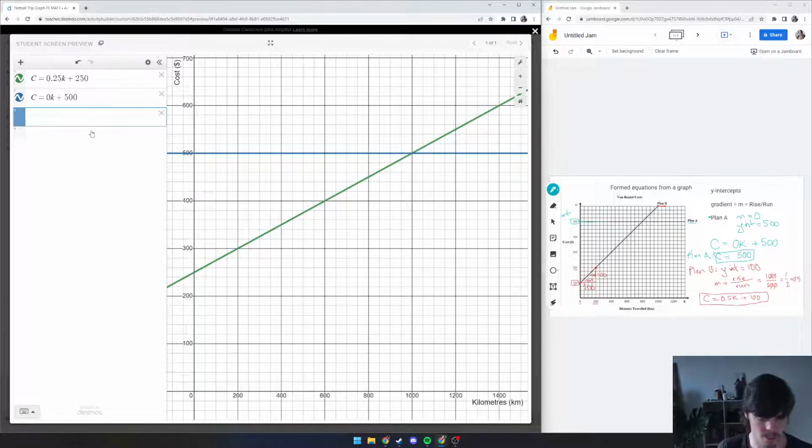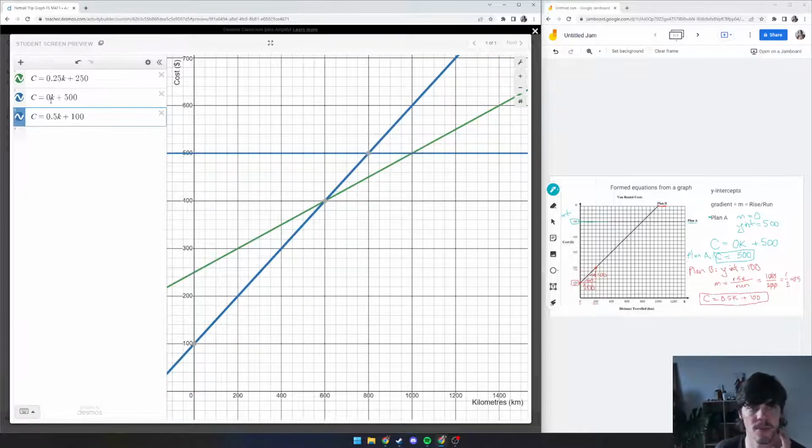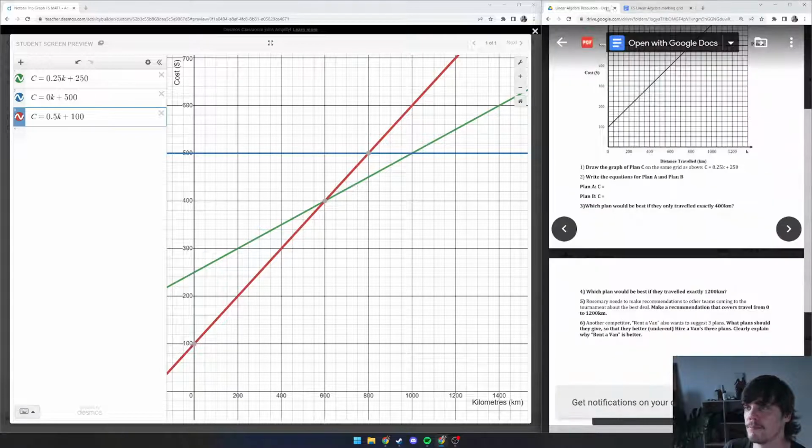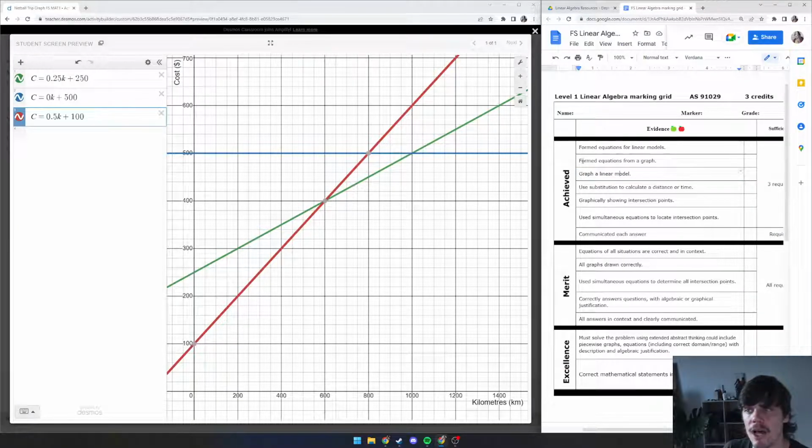Okay, so we now have a new plan, which is plan B. So it's C is equal to 0.5k plus 100. And then I'm going to make this one, by holding this down, my red plan. So now I've got my 3 plans, and actually if I go to the marking grid now, you can see that I have formed an equation from a graph because I took that y-intercept and that gradient, and so I have now formed an equation from a graph.